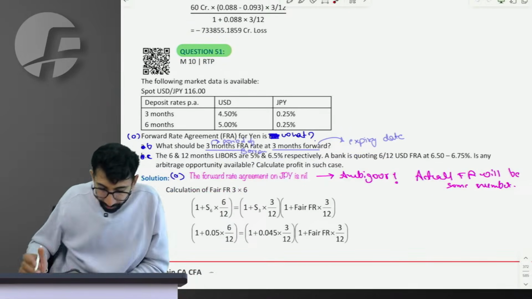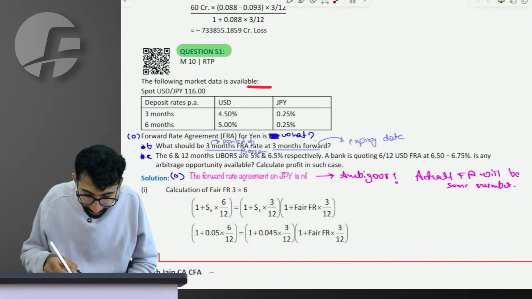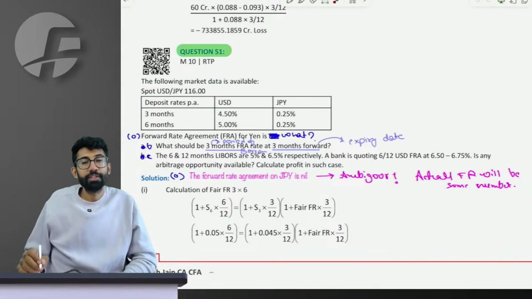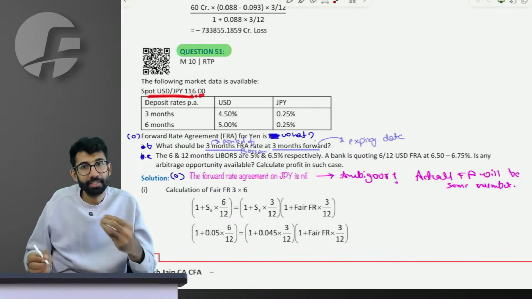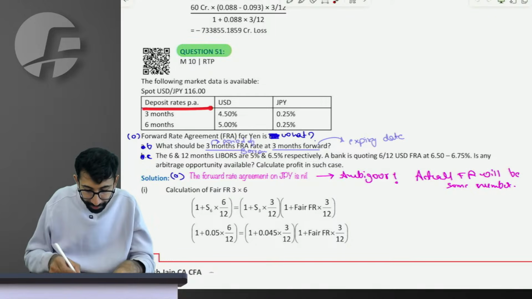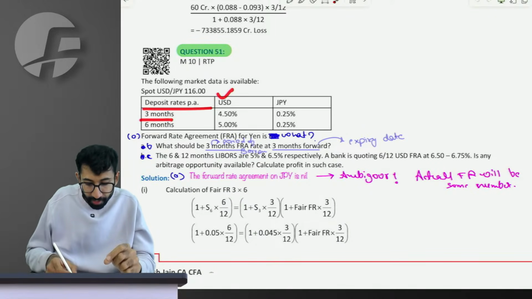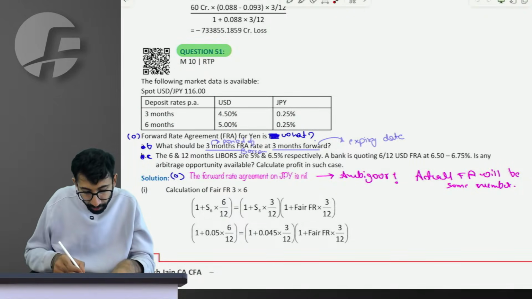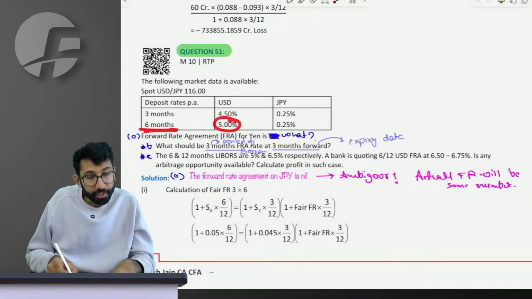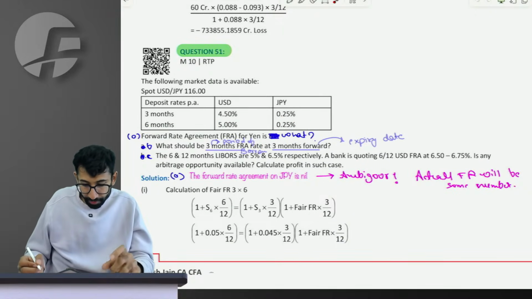The following market data is available. What is the data available? Spot USD/JPY is 116. You may ignore it. Deposit rates: for 3 months, if you want to deposit in USD, it is 4.5% per annum. If you want to deposit in yen, it is 0.25% per annum. For 6 months, if you want to deposit in USD, it is 5%. In yen, it is 0.25%.